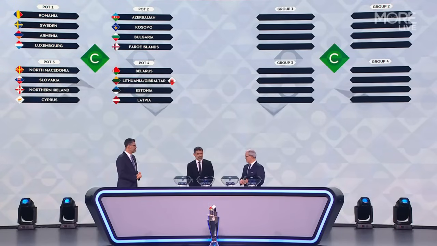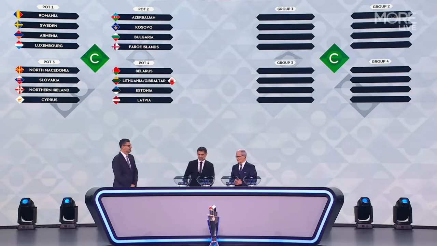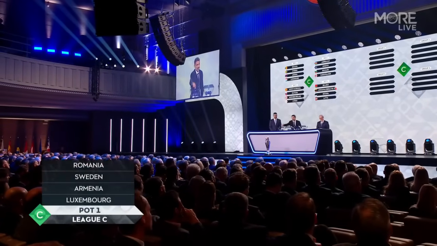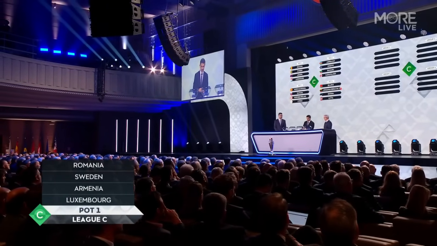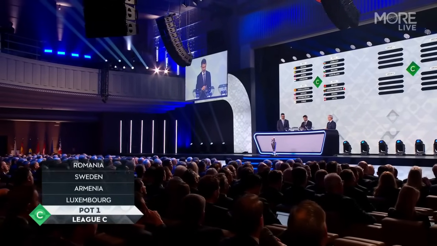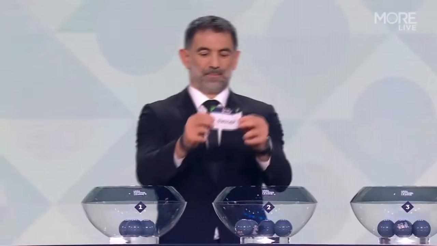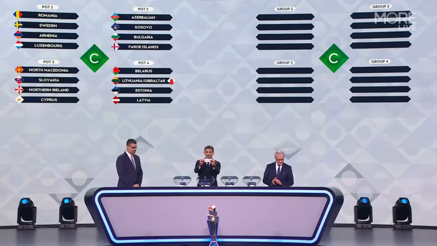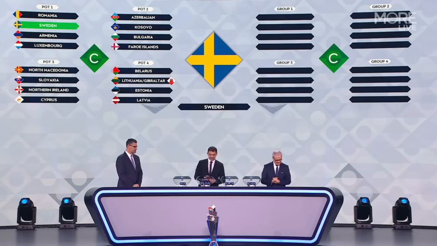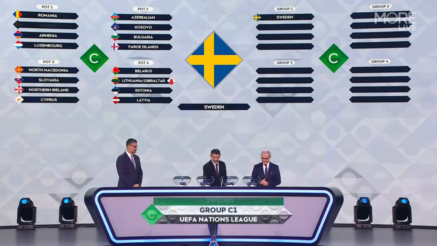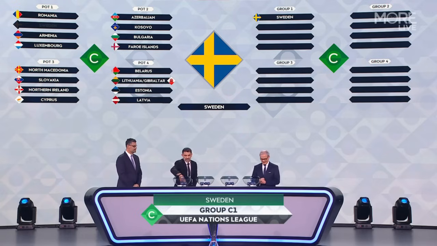So League C, 16 teams all eager to follow in the footsteps of Greece, which was promoted after the last edition of the Nations League. Giorgos, I will ask you to start with the teams in pot number 1. So, first team drawn. Sweden. That's Sweden. Group C1 is the group of Sweden, which is at its first participation in League C of this competition.